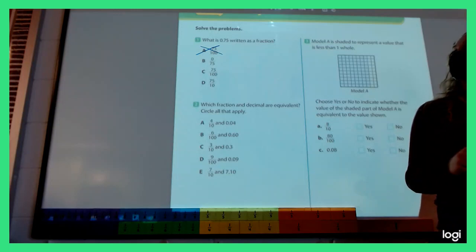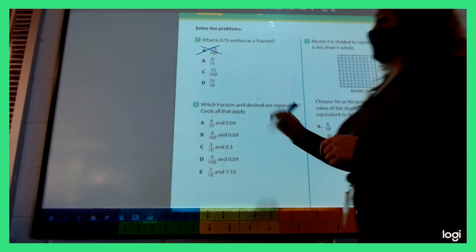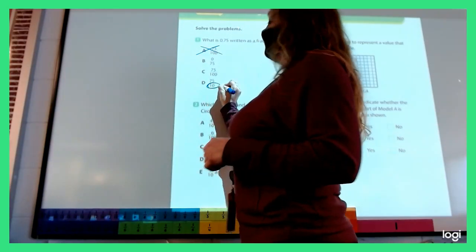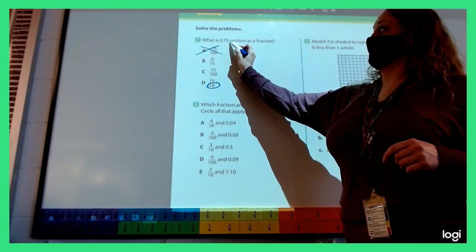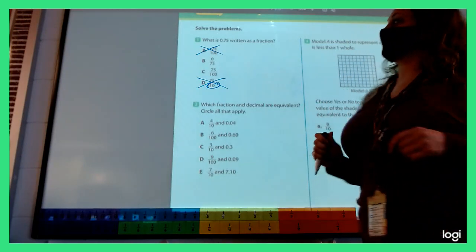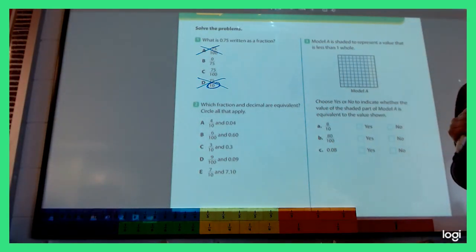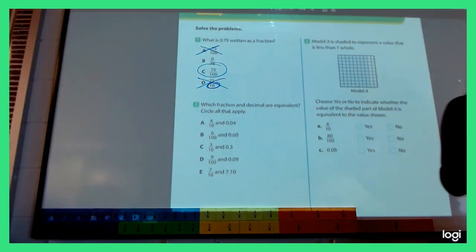10 more seconds. I'm going to call on a victim, someone that hasn't been answering questions. All right, Cadence, which one do you think? D? All right, well, D, do we have hundredths in the bottom? No. So we could do that if we had 7 tenths, but we have 75 hundredths. So it can't be D. Madeline, what do you think? C. Madeline, how'd you know that? Because when there's a 0 and there's 2 digits, then that means there's 100.